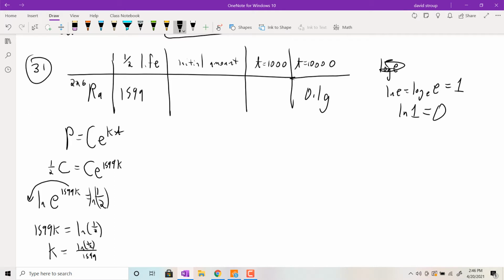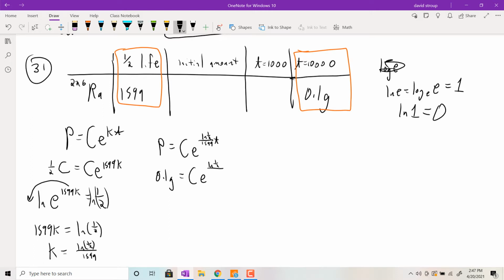I usually don't go for decimal approximations because then you'll introduce error, so I'm just going to leave this. I used this first piece of information. Now I'm going to use this other one to hopefully get the initial amount, C. After 10,000 years, there's 0.1 grams left over. So I plug in 10,000 for t and 0.1 for the P value, the population, quote unquote. Then I can solve for C, right? C will just be 0.1 divided by that big ugly exponential thing.